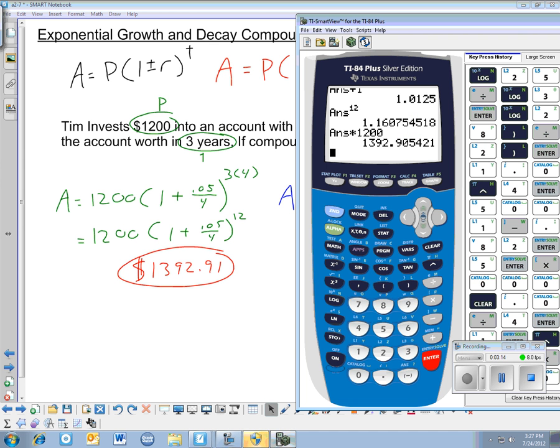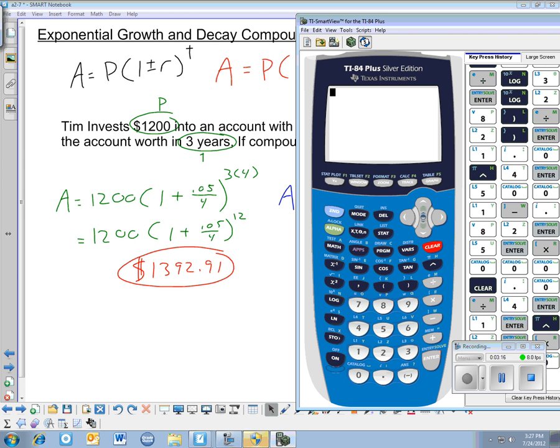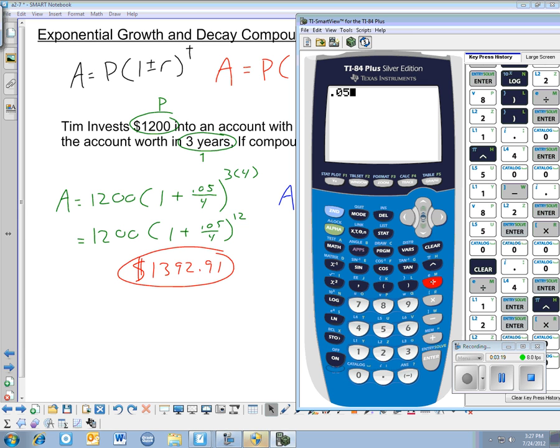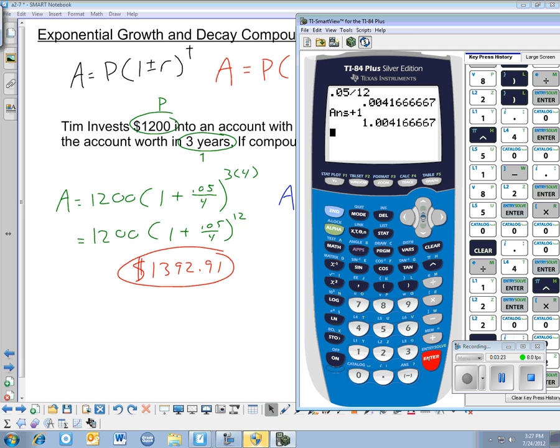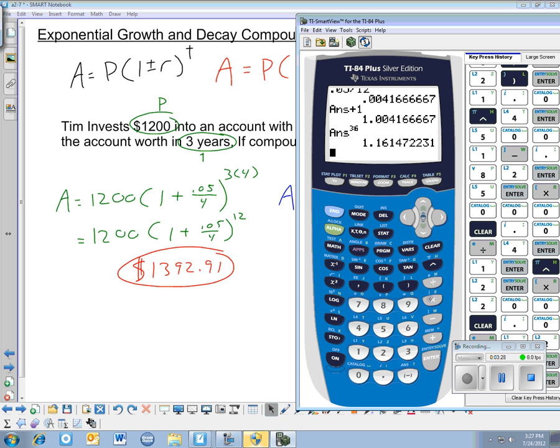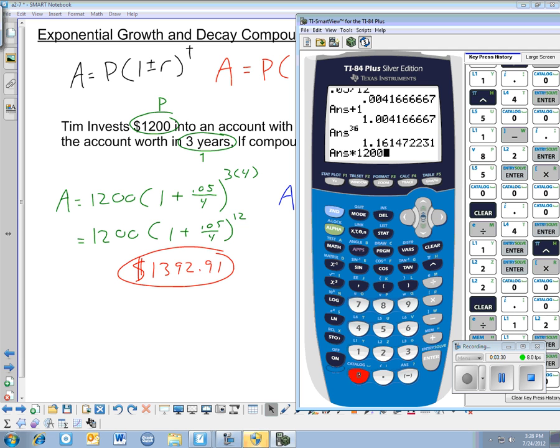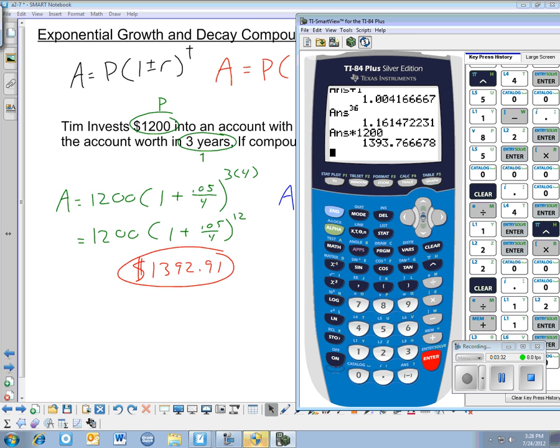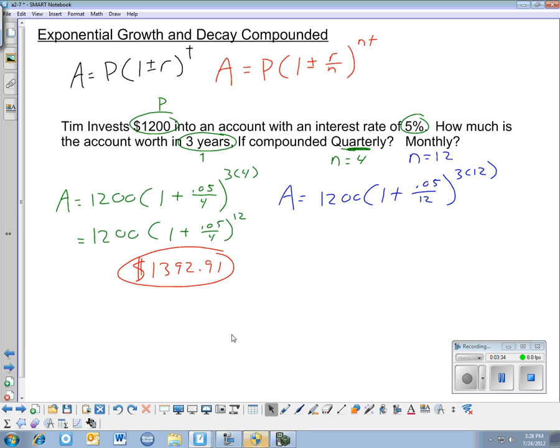So I'll type that in all real quick. Let's see, we had 0.05 divided by the 12 months plus the 1, raised to the 36th power, times the 1,200 to start, is 1393.77. So you see that the two numbers really aren't that different, but they are slightly different because your interest is compounded at a different interval.